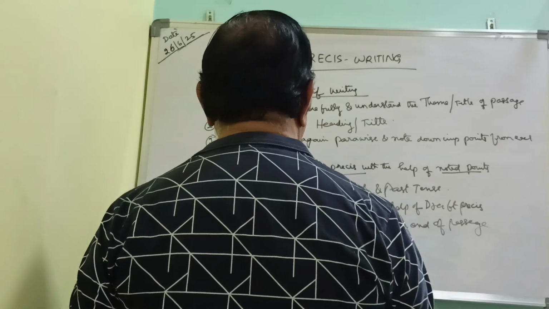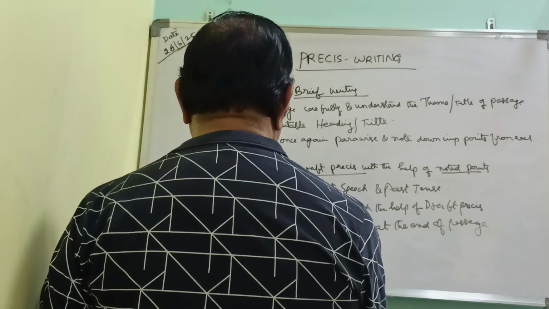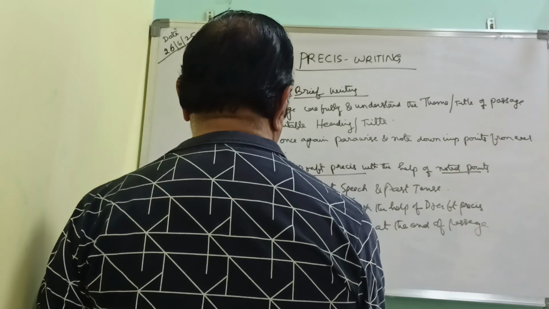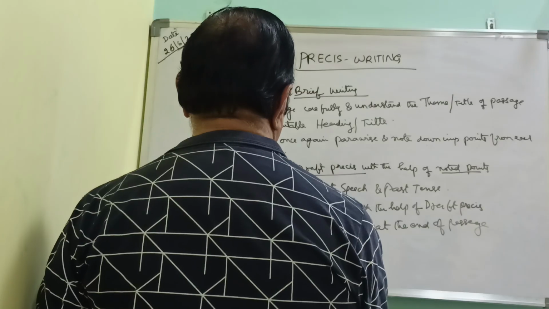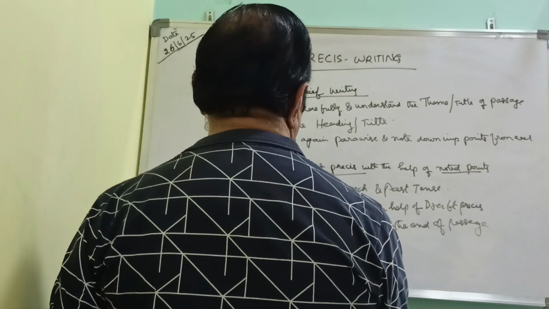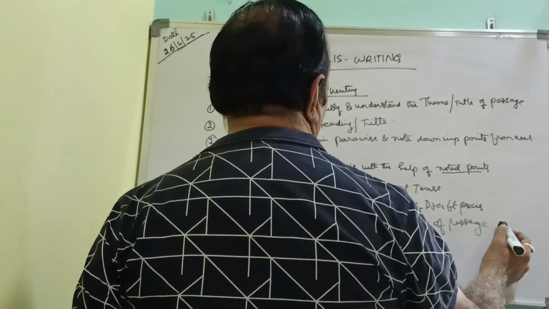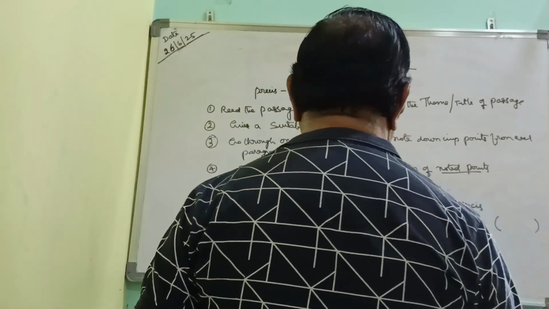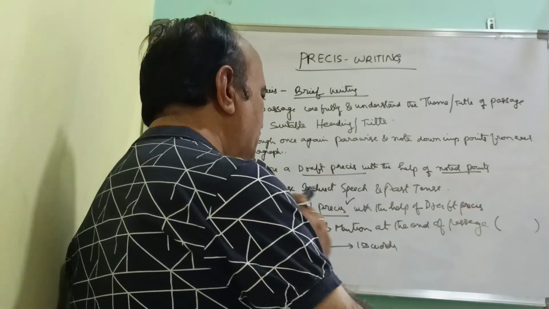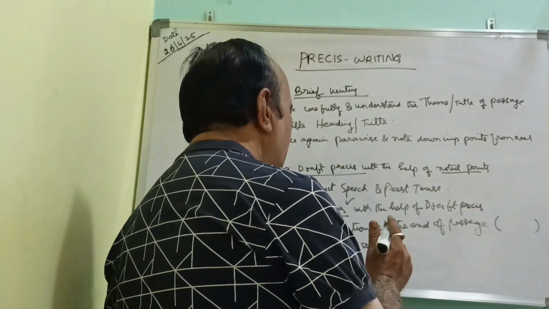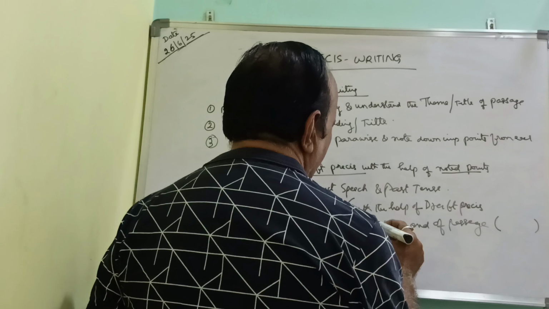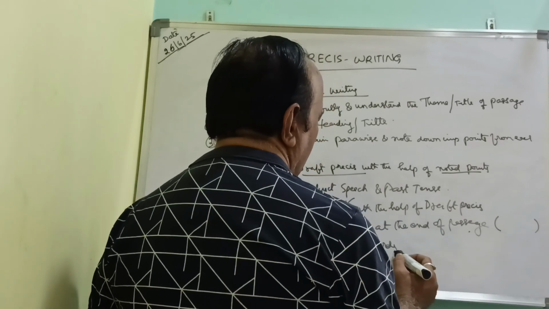Suppose the passage was given for 450 words, and you have to reduce it to 150 words. These 150 words should be mentioned at the end of the passage, in brackets. Count the words and mention them at the end of the passage: 150.